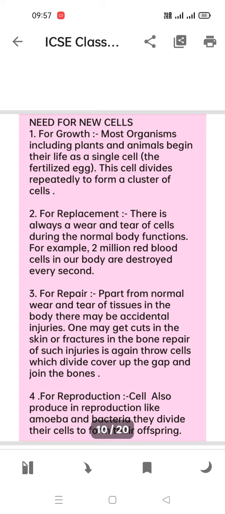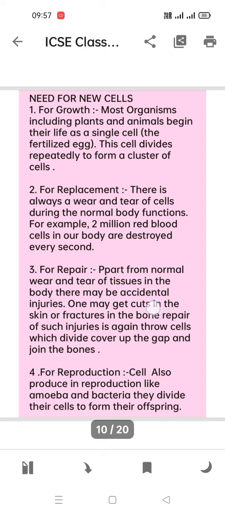Next is for replacement only. Replacement means, as I told you, that our old cells will be replaced by the new cells: the red blood cells, white blood cells, and the platelets. All these old ones will be replaced by the new ones day by day. For replacement also it is very necessary.